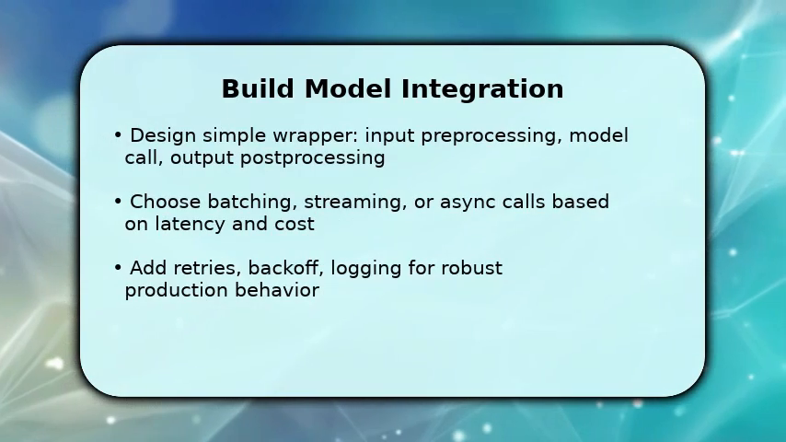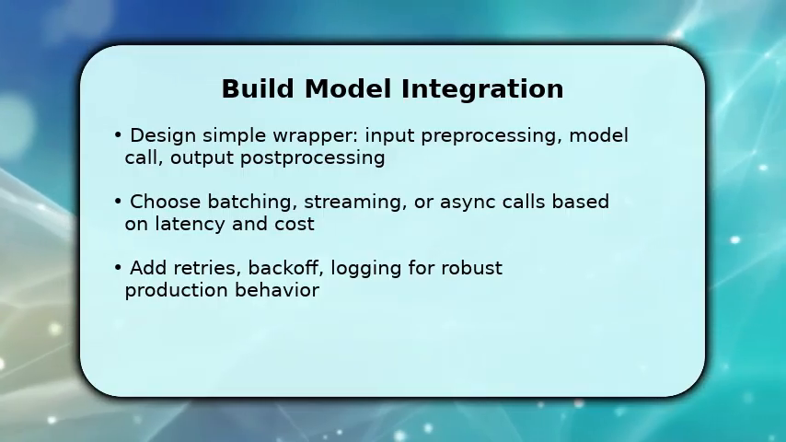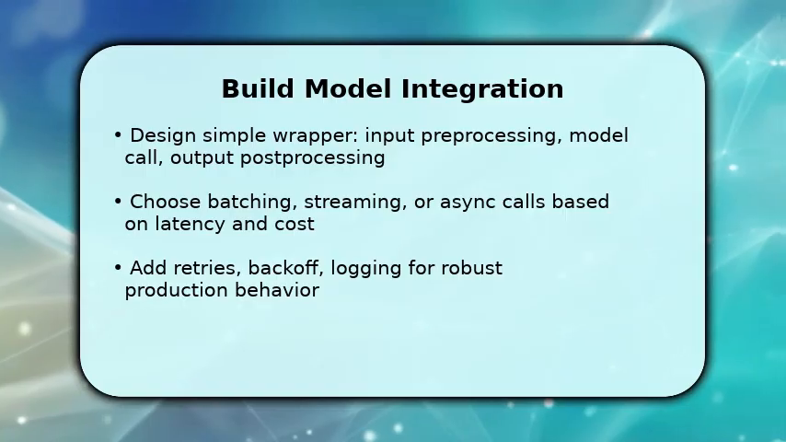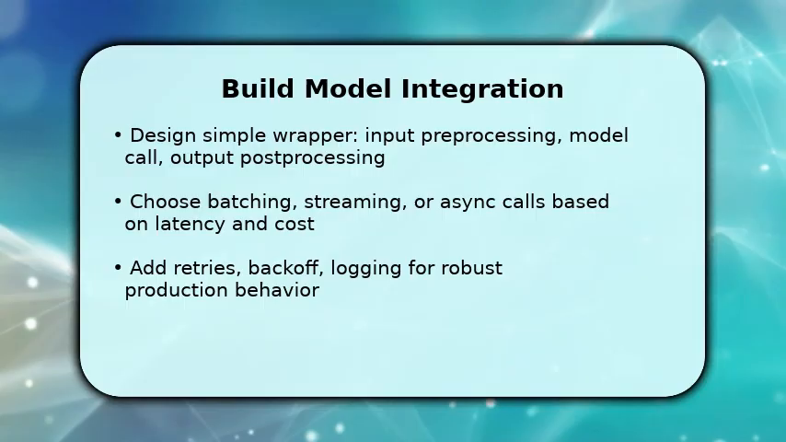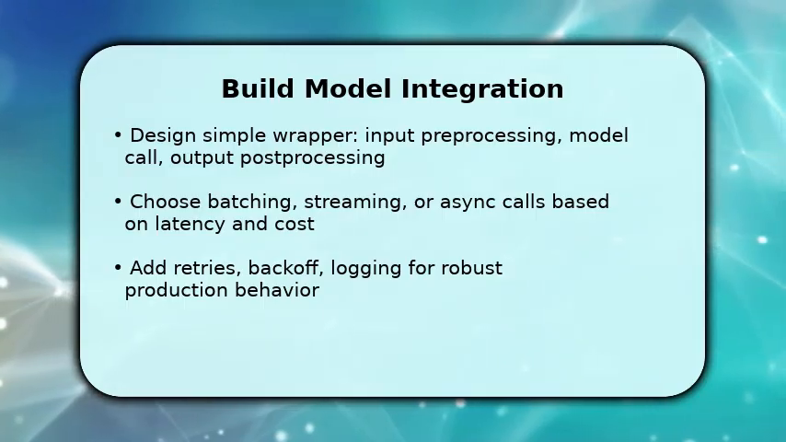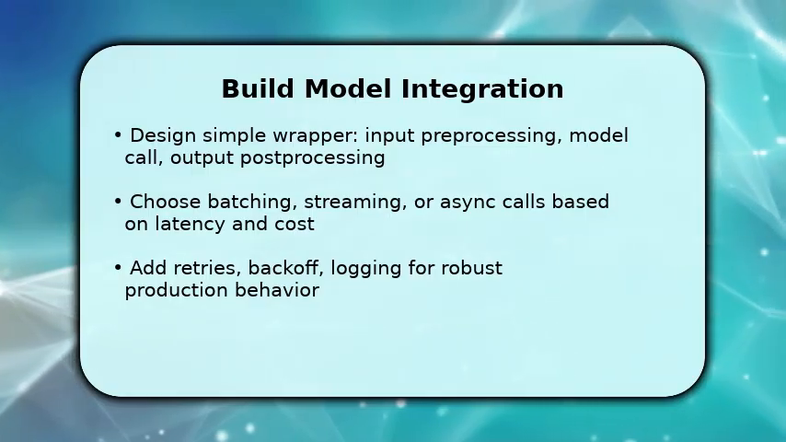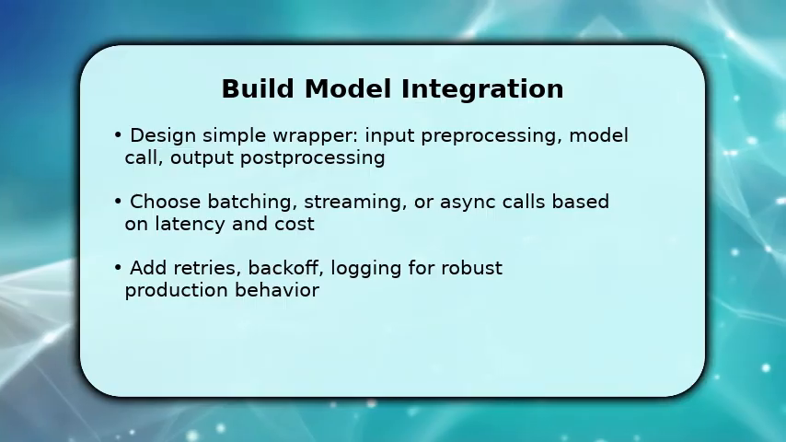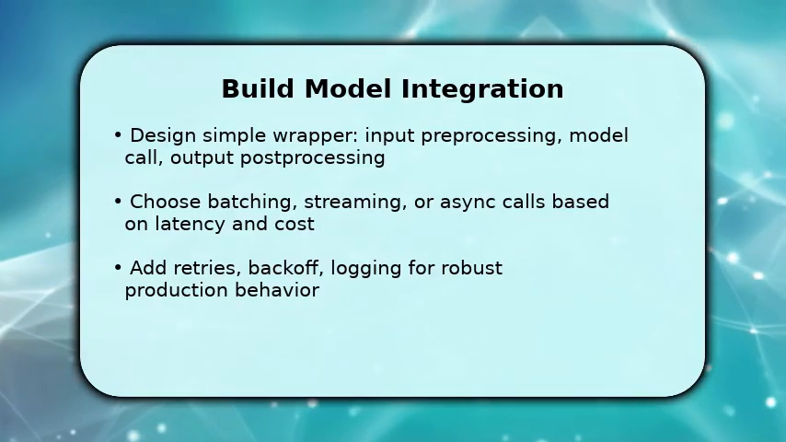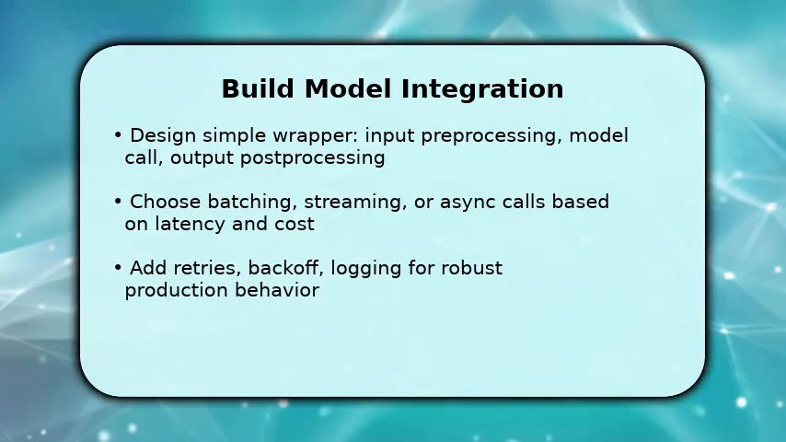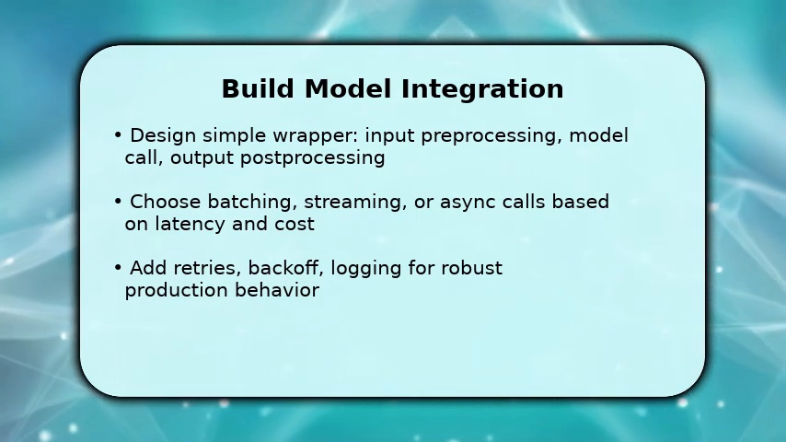You now implement the integration layer. Write a clean function that preprocesses input, calls the model API or local inference, and post-processes outputs. Once done, decide whether to use batching or streaming, batch for throughput, streaming for low-latency interactivity, and implement async calls if concurrency is needed. Also add retries and exponential backoff around network calls, plus structured logging so you can trace failures. Make sure to test with representative inputs and measure latency and cost to guide optimizations.